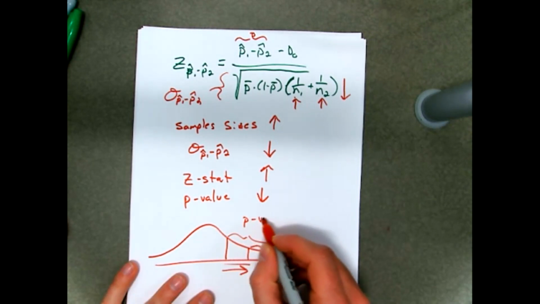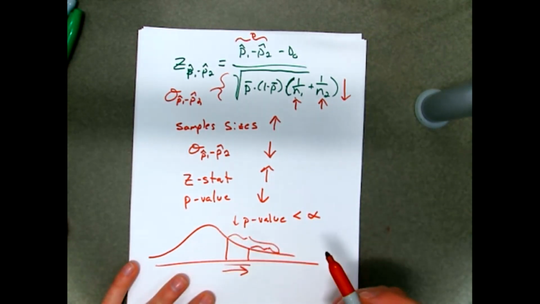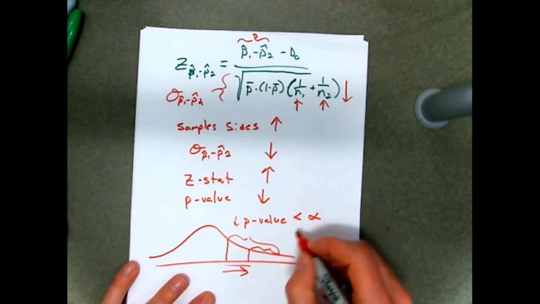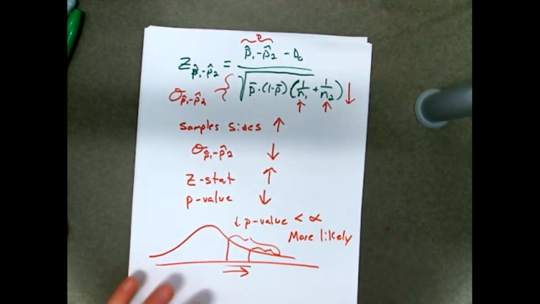Well, remember, we only reject if the p-value is less than alpha. So if my p-value is getting smaller, it's going to be more likely that it's below alpha, right? Whatever alpha I set. So you can walk through this with every single type of example we work through.